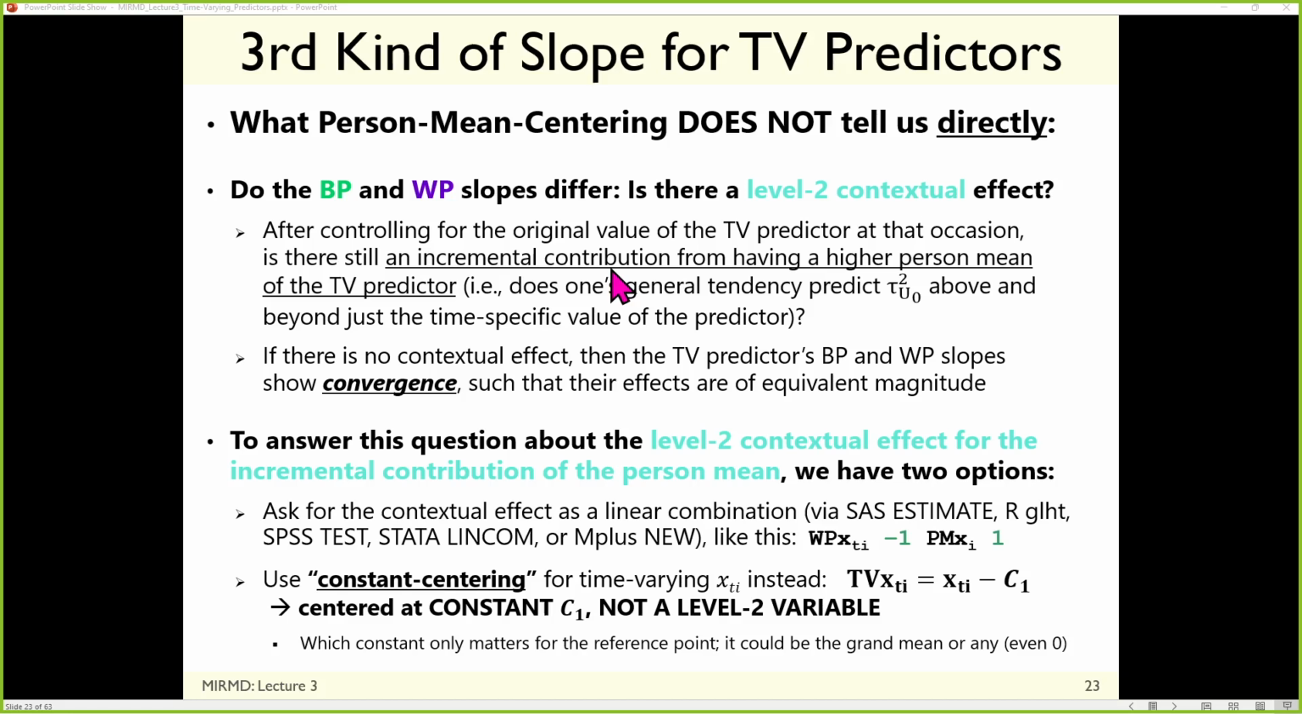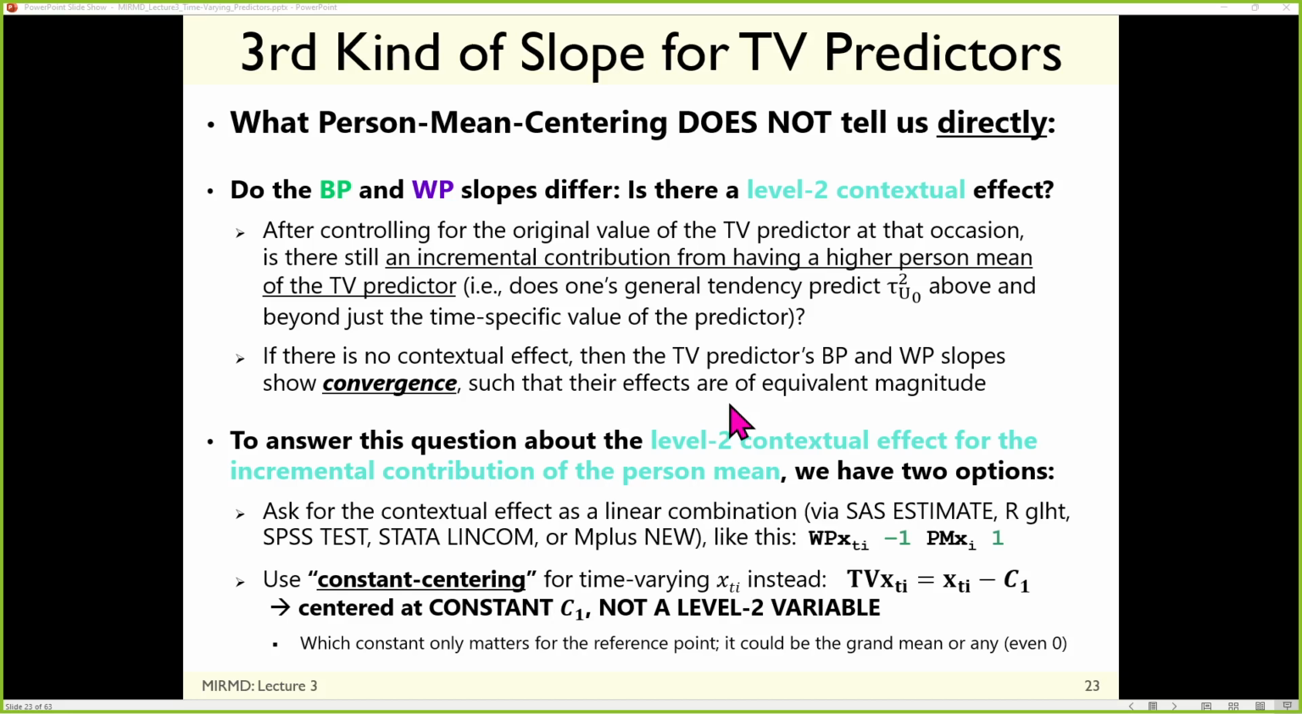But in this context, occasions aren't things. They're not separate entities the way people are. So it's harder for me to think about why you would want to control for an occasion rather than just looking at where you are relative to your usual amount at that occasion. But this is controlling for the original value of the time-varying predictor, is what a contextual effect is. And you can get these effects two different ways.